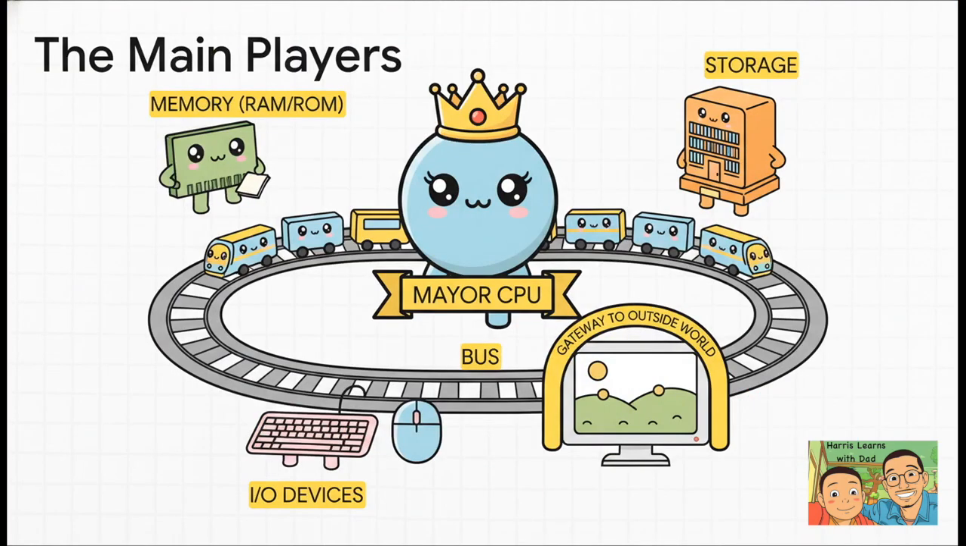But, of course, the mayor can't run the city all by themselves. The CPU has a whole crew. You've got memory, which is kind of like its short-term notepad and its permanent rulebook. Storage is the giant city library. The bus is the whole highway system. And then you have the I/O devices. That's your keyboard, your mouse, your screen, the gateways to the outside world.